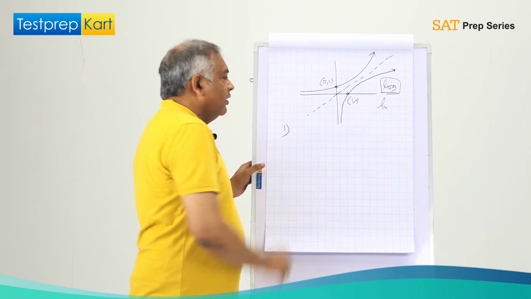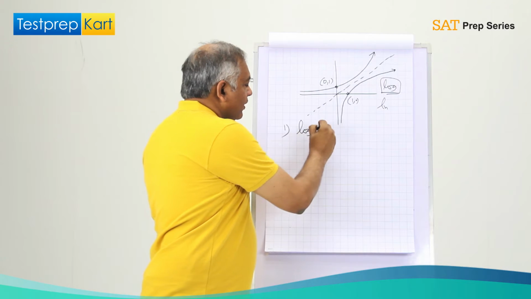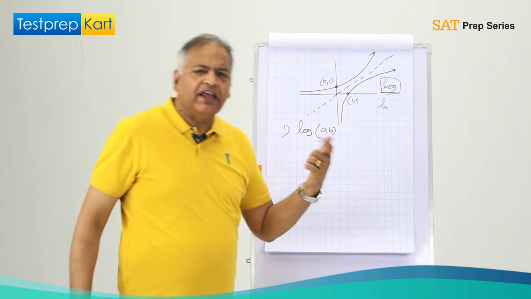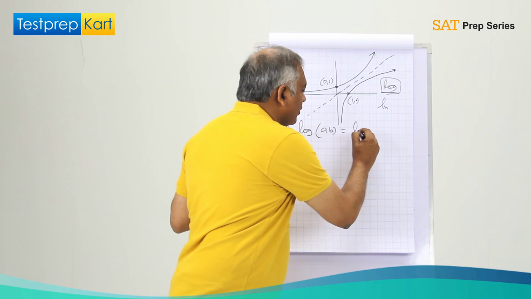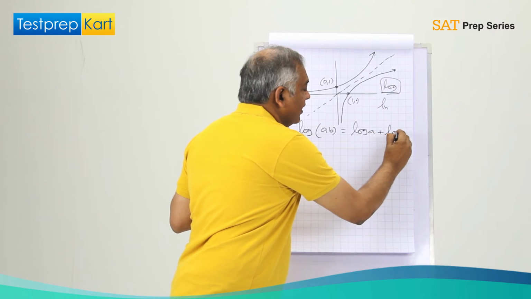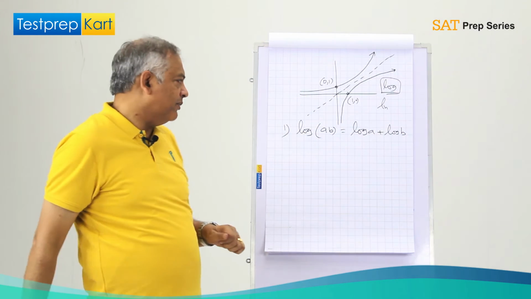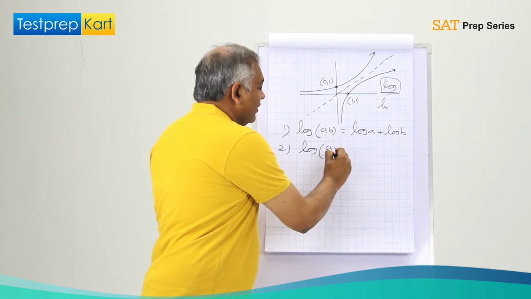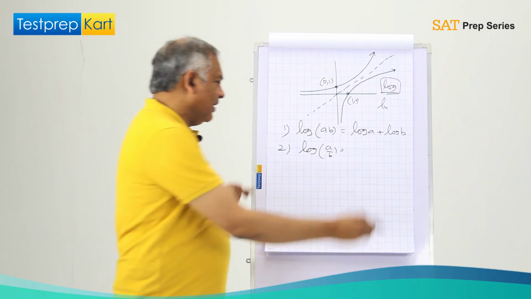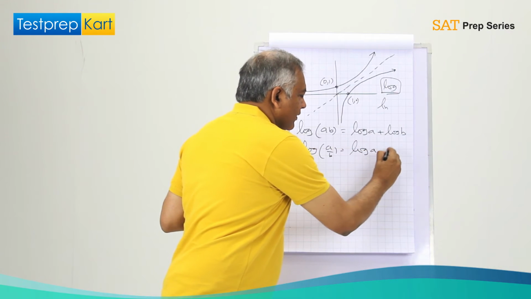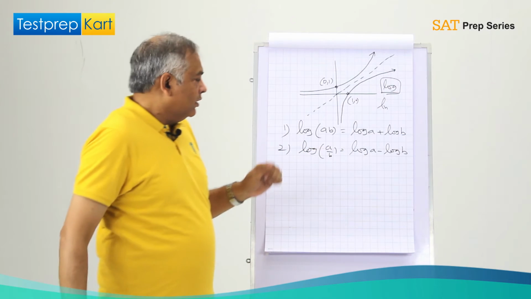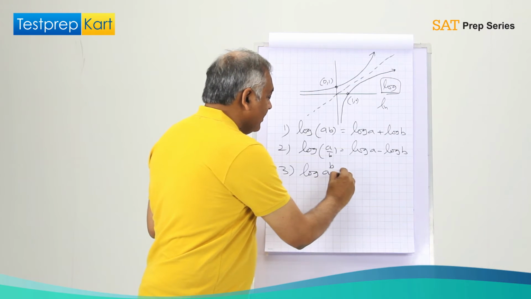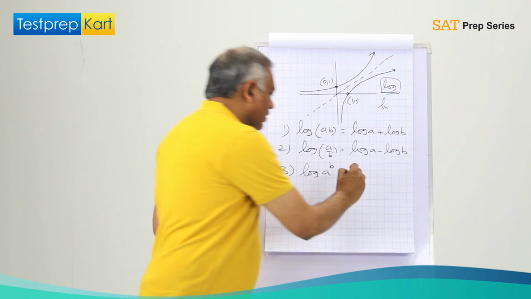First property is log of a into b. Now here you have a base also, but this property is true for any base. So log of ab is equal to log a plus log b, irrespective of the base. Second property is log of a by b will be equal to log a minus log b. Then the third property is log of a to the power b will be equal to b log a.